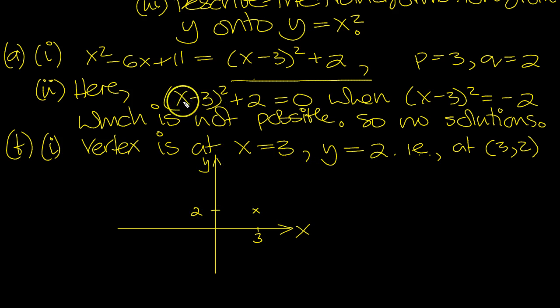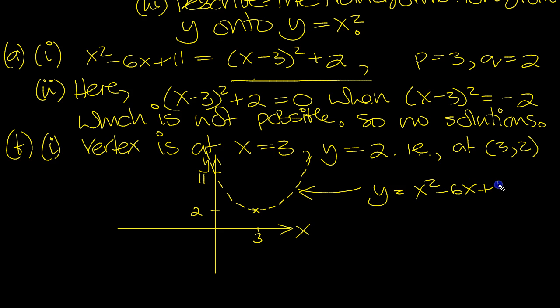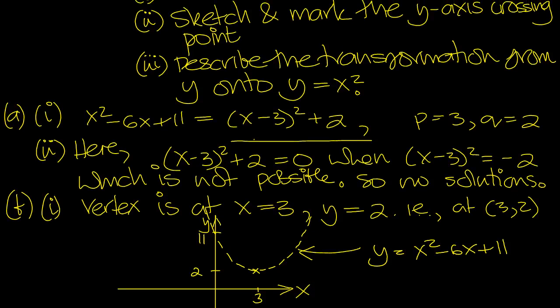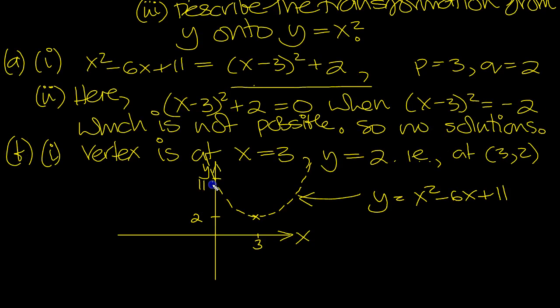So when x is 0, we get 9 here, plus 2 is 11, or put 0 in here, you get 11. So we'll mark off 11 then, and it's going to come down here, cross, turn here at the vertex and go back up. I'll do as best as I can with the digital pen. And this is y equals x squared minus 6x plus 11. So that's that one. We sketched and marked the y-axis crossing point. We could emphasize that here, by putting 0 as a coordinate and 11.